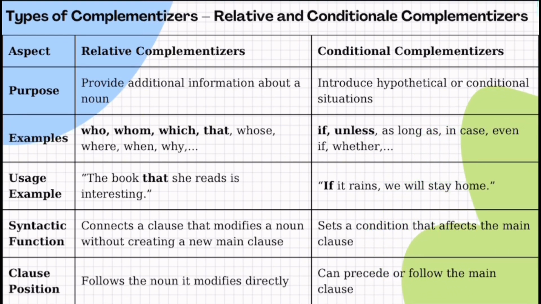In summary, relative and conditional complementizers are essential tools in English syntax. Relative complementizers enrich sentences by specifying nouns with additional information, while conditional complementizers articulate dependencies or conditions. Together, complementizers enable more precise and versatile communication, fostering clarity and depth in writing and speaking.